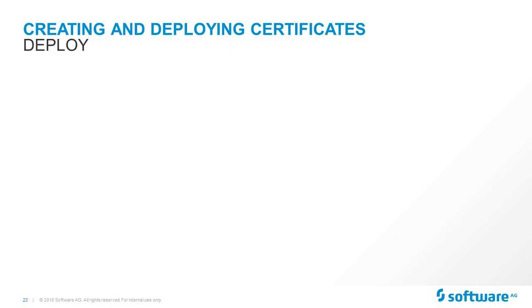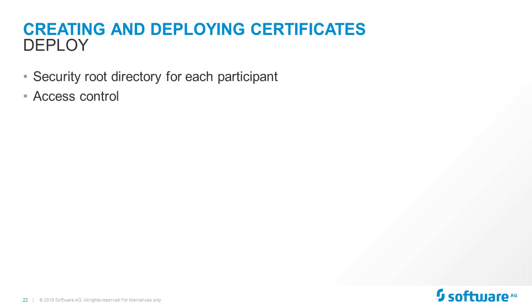So now that we've created the certificates, we need to deploy them out to a security root directory for each participant. We need to make sure that that directory is correctly controlled so that only that participant can access it. And then we'll copy the trusted authority certificate from the trusted authority directory, and we'll copy the identity certificate from the identity directory for that particular participant, and we'll copy these files into the corresponding subdirectories in that participant security root directory.